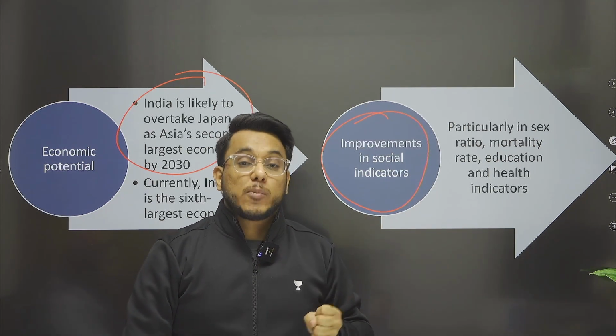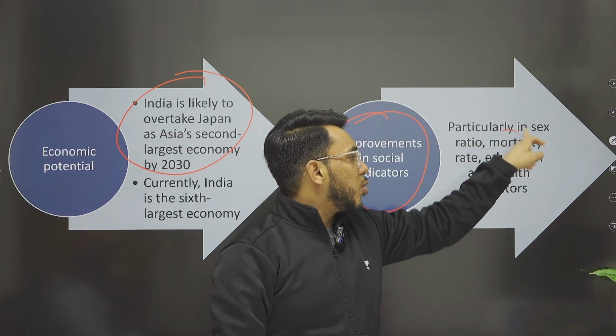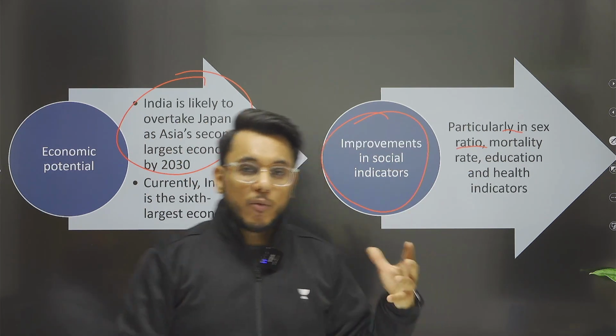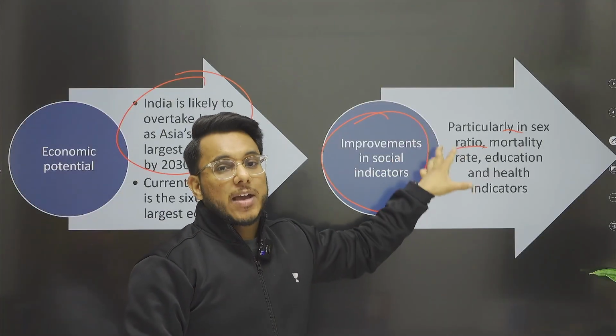Socio-economic indicators are poor, but India has worked quite impressively and has improved the sex ratio, mortality rate, educational standards, and health standards. These common challenges are being faced by those countries also. So here we can help.